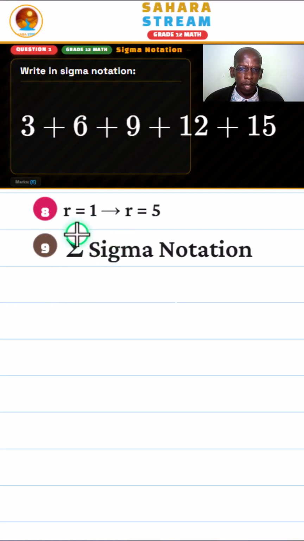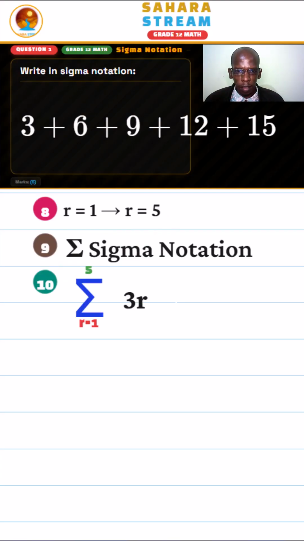So in our case, we started with the first term all the way to the fifth term. So the first term will come here, or the position of the first term, which now will be r equals to 1 all the way to 5. 5 will come here, then 1 will be here. So it looks like this.